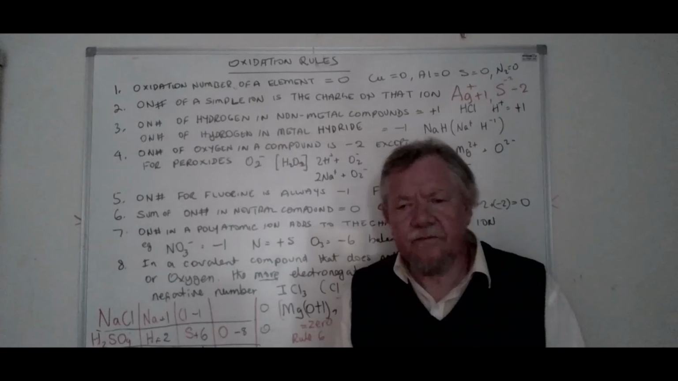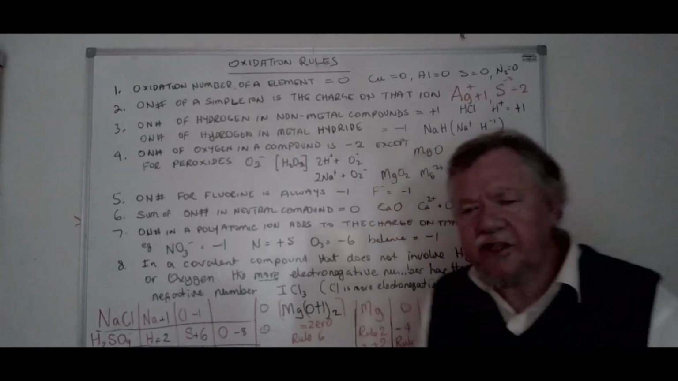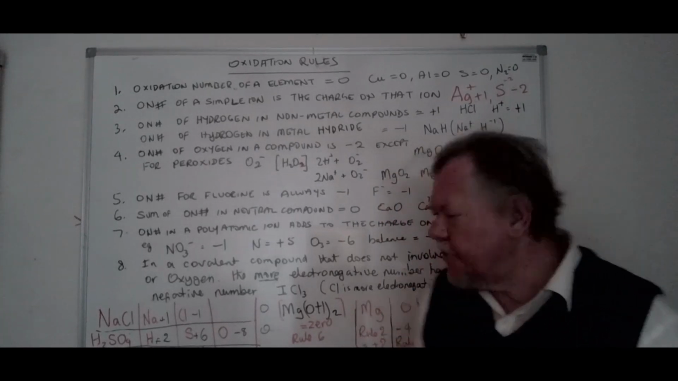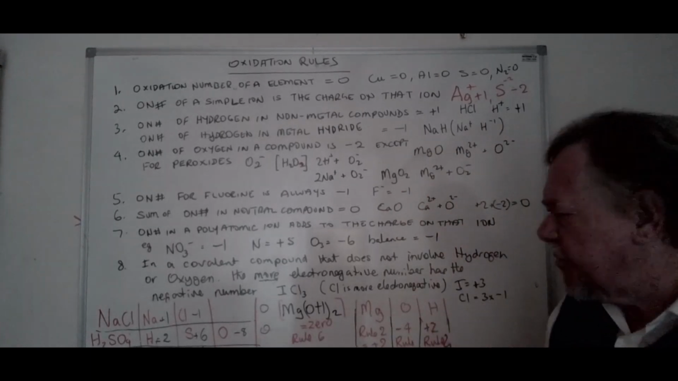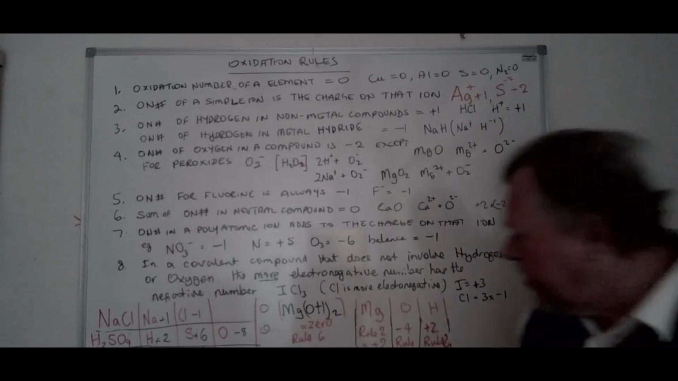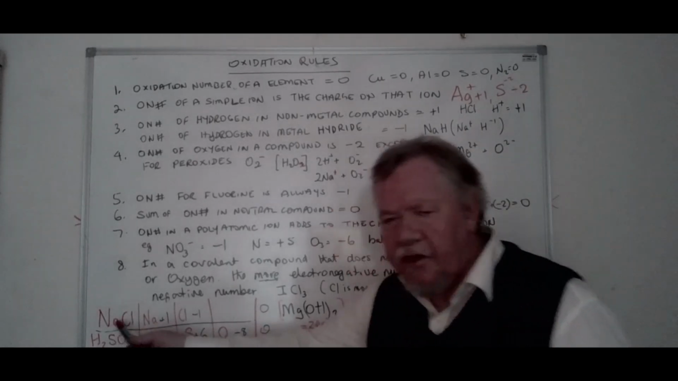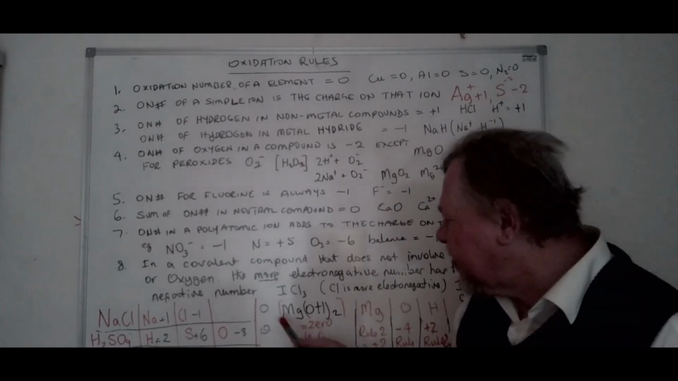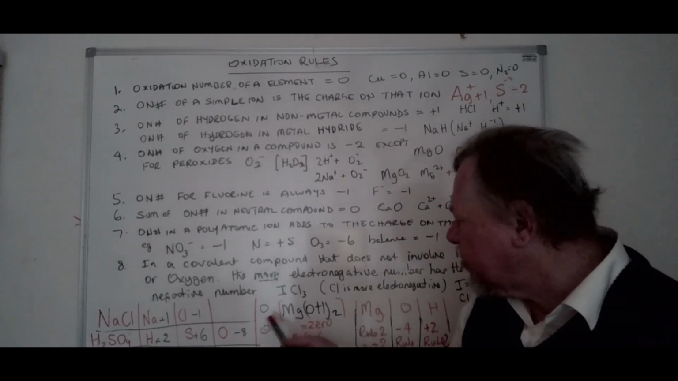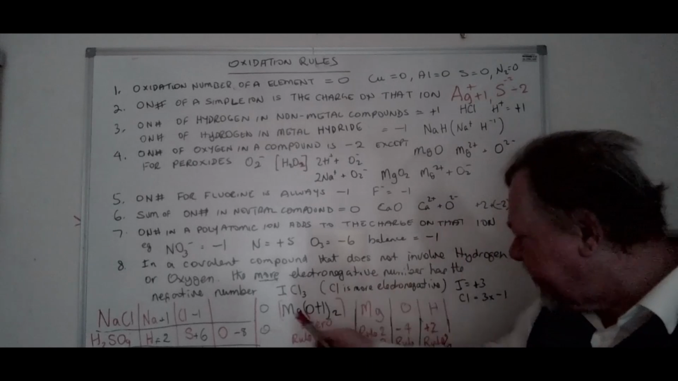Okay, so let's have a look at some specific examples down here of some oxidation numbers. Let's see if we can work them out. Well, here we're starting off with sodium chloride, and sodium chloride is a neutral compound, has an oxidation number of 0.